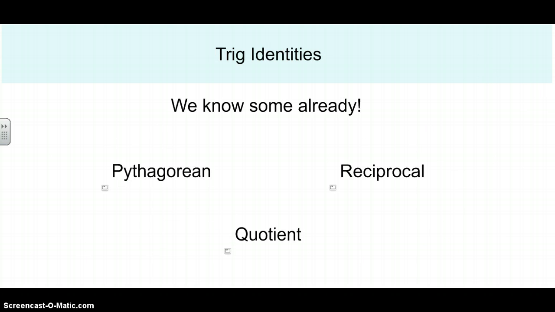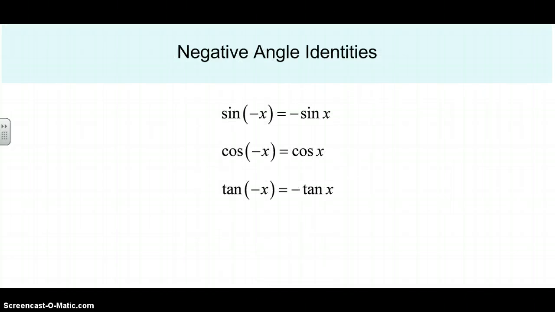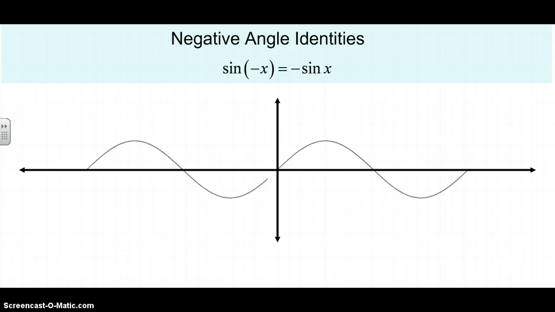We're going to look at some new ones today. The first set are the sum and difference identities. Please pause and write this down. And the next set are the negative angle identities. Again, please pause and write this down. I would like for you to see where these identities come from.